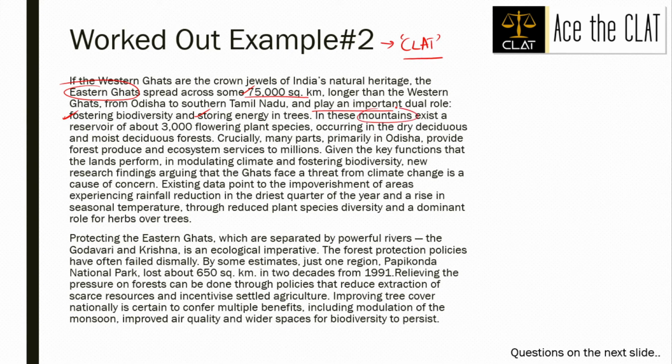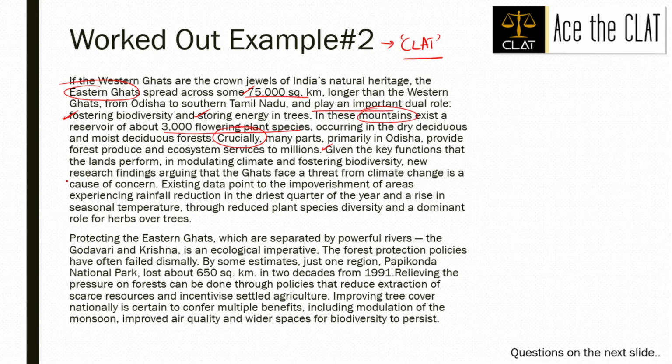In these mountains in Eastern Ghats, exists a reservoir of about 3,000 flowering plant species occurring in the dry deciduous and moist deciduous forests. Crucially, and importantly, many parts, primarily in Odisha, provide forest produce and ecosystem services to millions. Given the key functions that the lands perform in modulating climate and fostering biodiversity, new research findings arguing that the Ghats face a threat from climate change is a cause of concern.